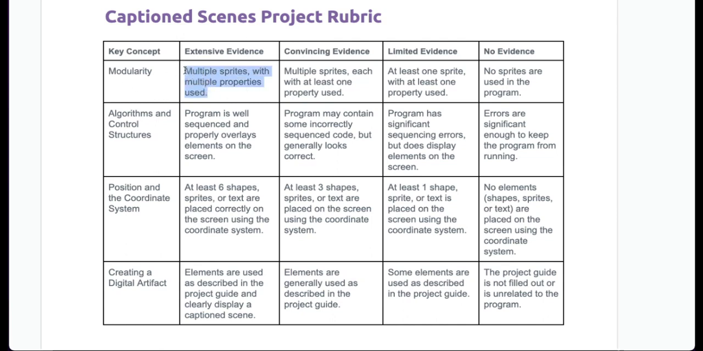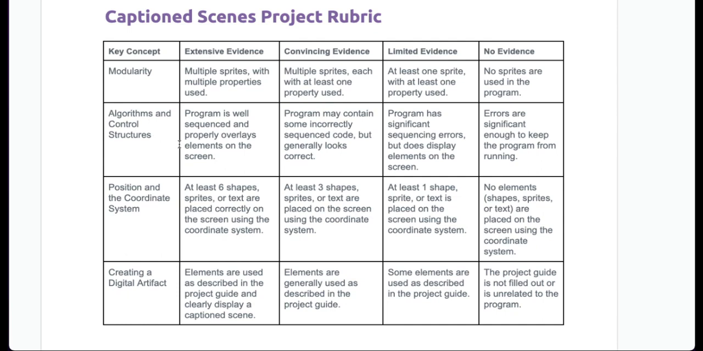Extensive evidence means you have multiple sprites with multiple properties used. Convincing evidence is multiple sprites with at least one property used for each. Limited evidence, which would be a 2, so it would be 4, 3, 2, and 1, is at least one sprite with at least one property. And then if you have no sprites used in the program, that counts as no evidence.